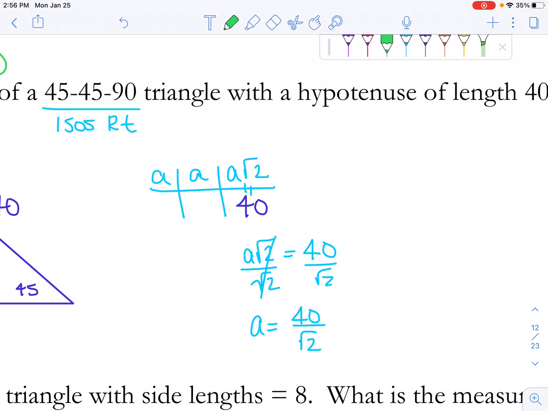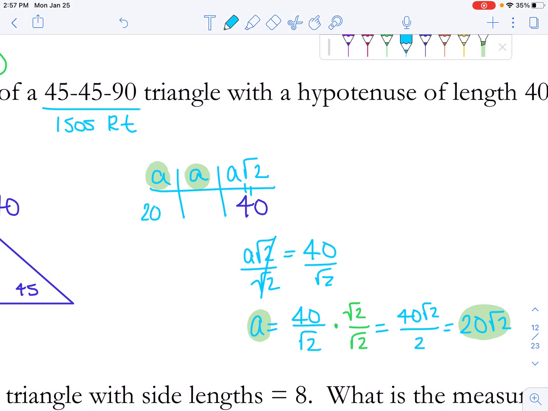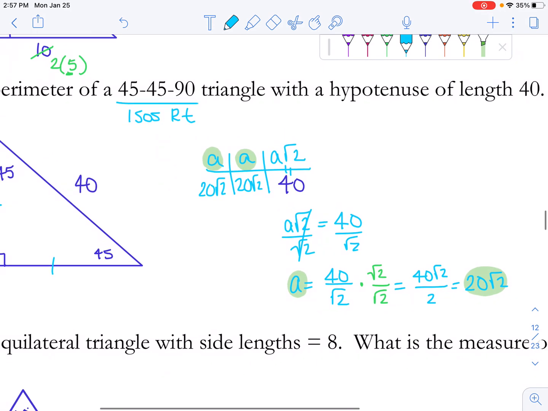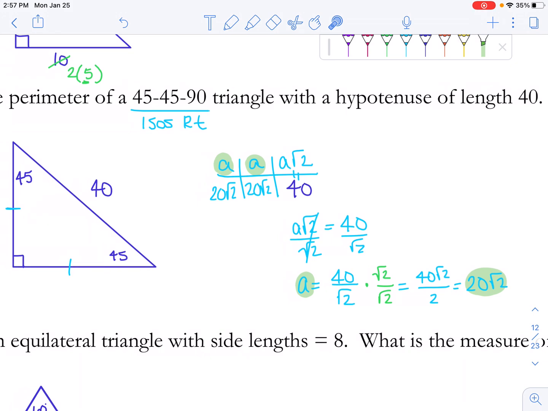And we're good, except for that root 2 in the denominator, so we rationalize and multiply across. 40 root 2 over 2. 40 divided by 2 can simplify to 20 root 2. This is what A equals. So wherever I see A, I can plug in that 20 root 2. Okay, again, this is all algebra work here, all radical work. So if this is the part that's confusing you, you need to ask me or ask your teacher about radicals.